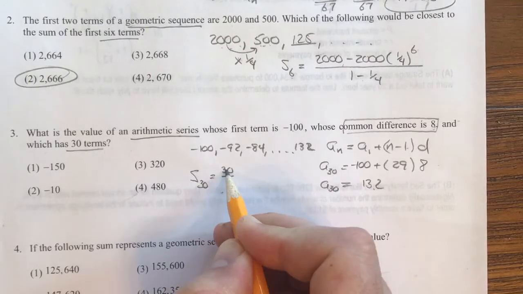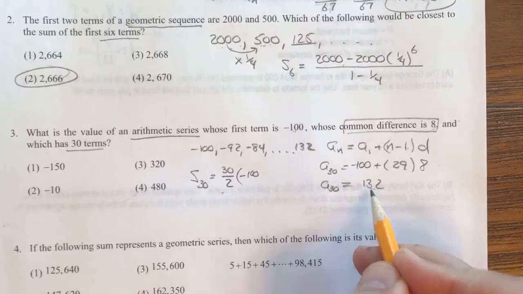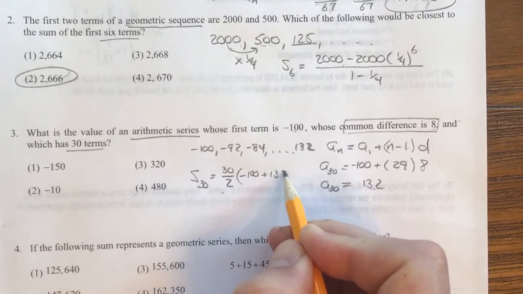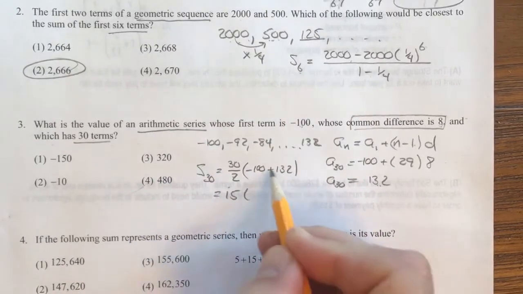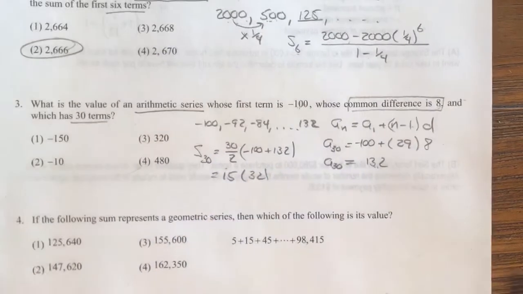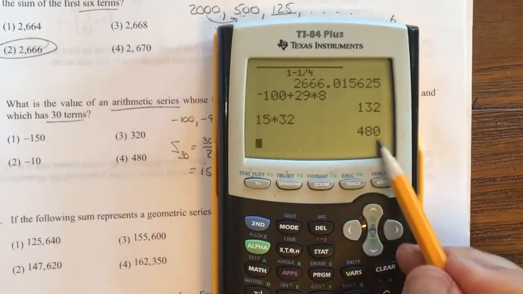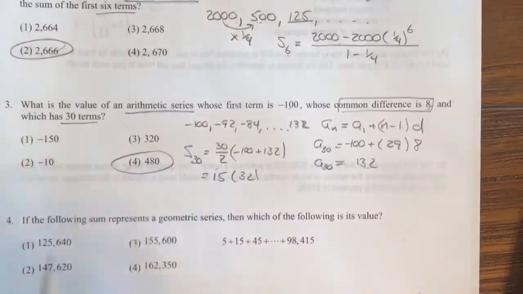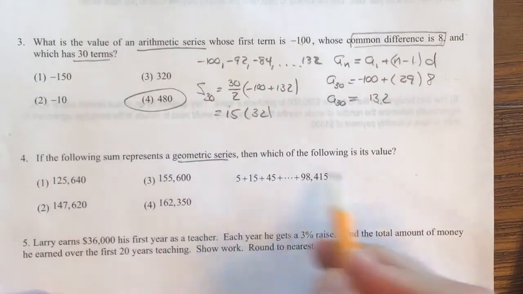So again, 30 goes there, 30 goes there. I know the first term is negative 100, and I had to do this work to figure out the last term, 132. So this is 15, and this is 32, whatever 15 times 32 is. 480, choice 4.